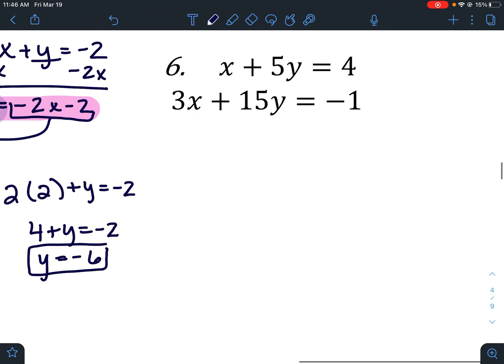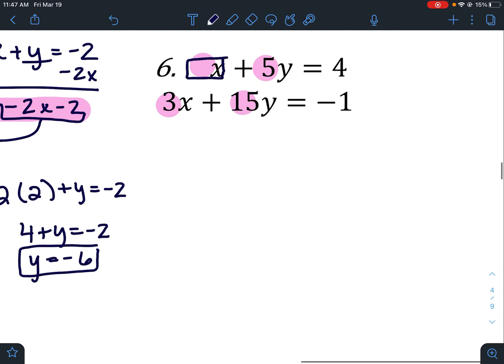Again, it's not solved, so I have to pick one. I can either solve for x here with my coefficient of 3. Here for y, my coefficient is 15. This y, my coefficient is 5. But this one has a coefficient of 1, so I'm going to solve for this x. Sometimes they all have coefficients, and you're just going to have to pick one and go with it. So I'm going to solve over here.